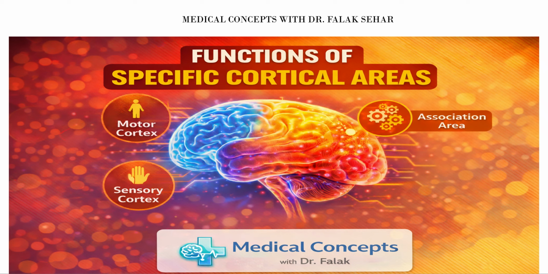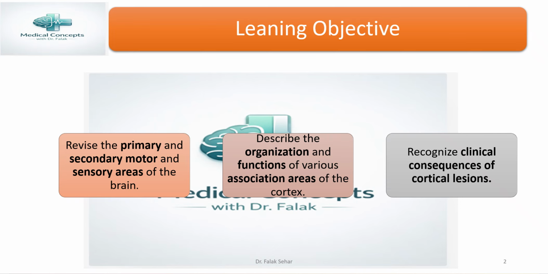Today we will discuss the functions of specific areas of the cerebral cortex. Although the cortex appears as a continuous structure, it is actually highly organized with different regions specialized for particular functions. Today we will cover three things. First, the motor and sensory areas of the cortex very briefly. Then, how association areas help in higher brain functions. And finally, the clinical effects of cortical damage.